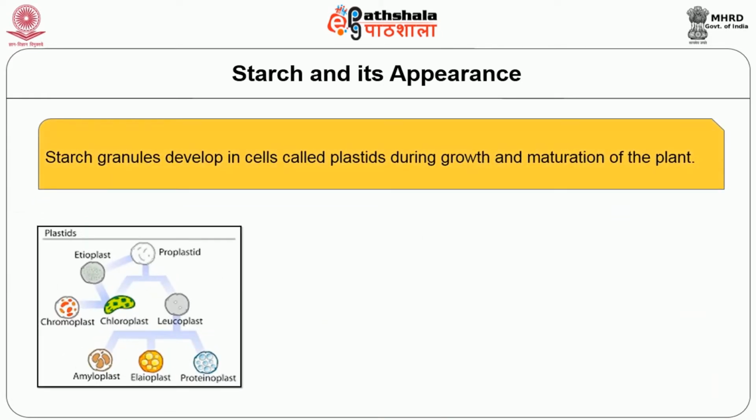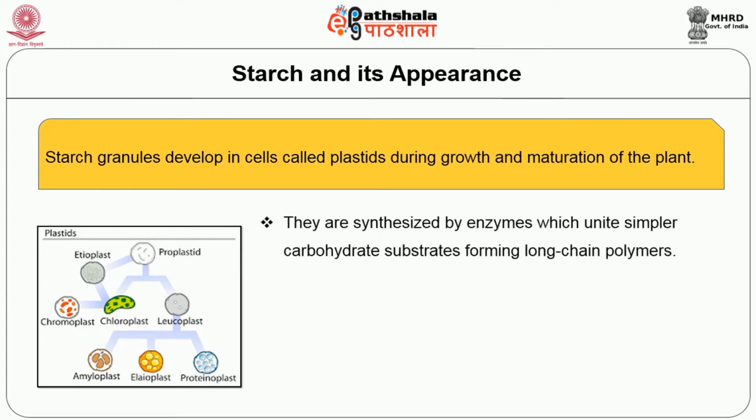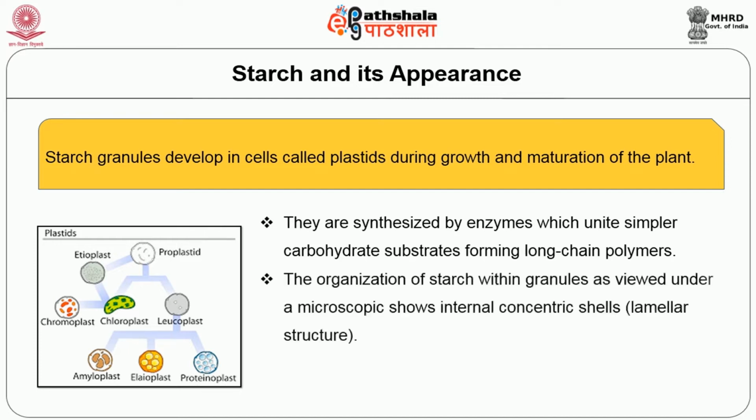Let us move on to the starch and its appearance. Starch granules develop in cells called plastids during growth and maturation of the plant. They are synthesized by enzymes which unite simpler carbohydrate substrates forming long chain polymers. The organization of starch within granules as viewed under a microscope shows internal concentric shells.